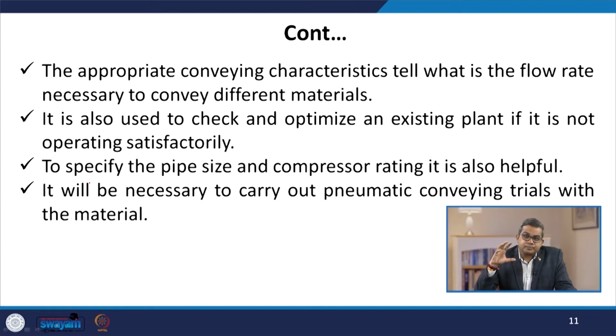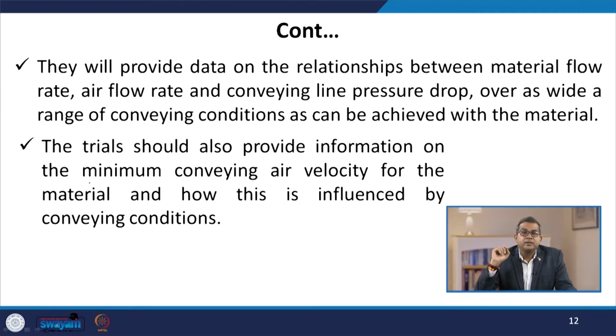It will be necessary to carry out pneumatic conveying trials with this particular type of system with this material. They will provide data on the relationships between the material flow rate, air flow rate, and conveying line pressure drop over as wide a range of conveying conditions as can be achieved with the material. The trials should also provide information on the minimum conveying air velocity for the material and how this is influenced by the conveying conditions.